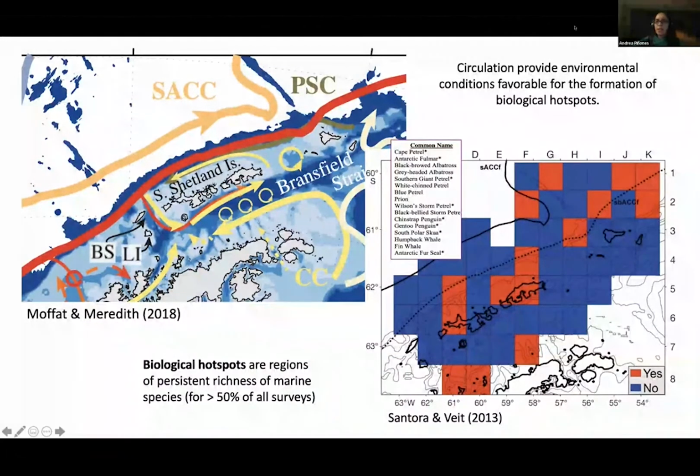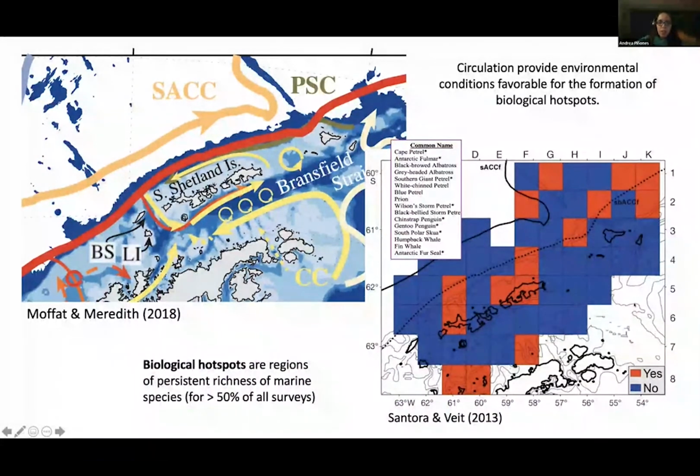So in this region, the circulation can provide environmental conditions that are favorable for the formation of biological hotspots. What are these biological hotspots? Well, like I'm showing you here in the right plot, all the squares in red show locations of these biological hotspots, which are regions of persistent richness of marine species. Some of the marine species are shown here. So as we can see, the ocean circulation has the potential for transporting and playing a significant role in the connectivity of organisms in this region.